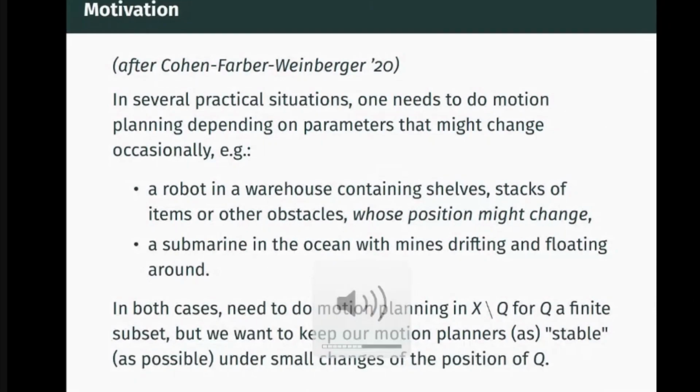So what these two cases have in common is the same spirit. We're doing motion planning in some space, and then take out a finite set of points, let's say some set Q. But of course, if Q changes a bit, if these points change a bit, we want to keep our motion planners somehow stable, or at least as stable as we can if we change the positions of these points. And this is something we can also nicely formalize.